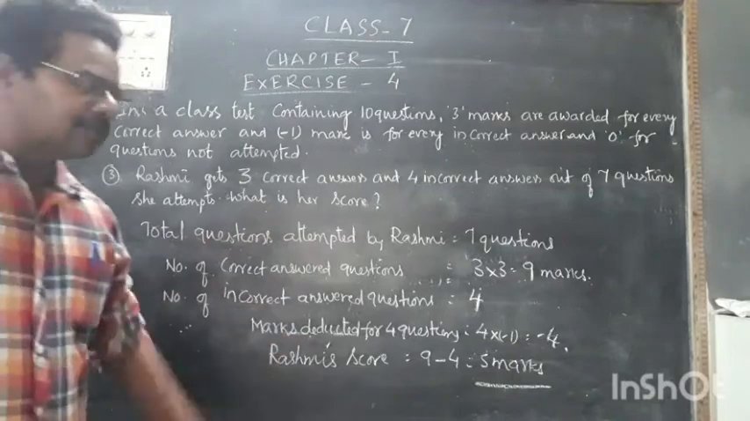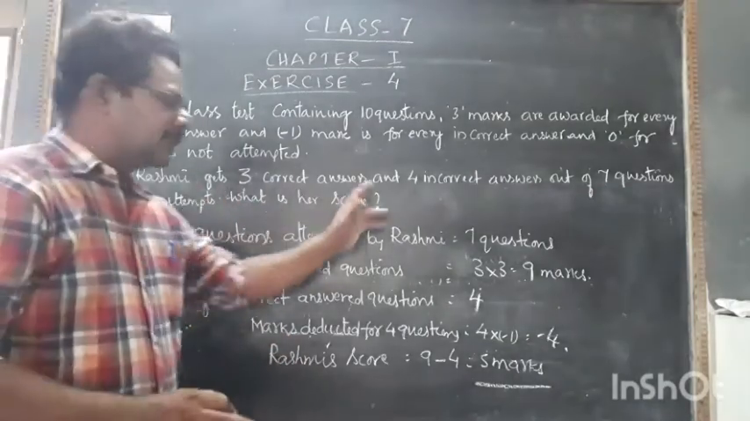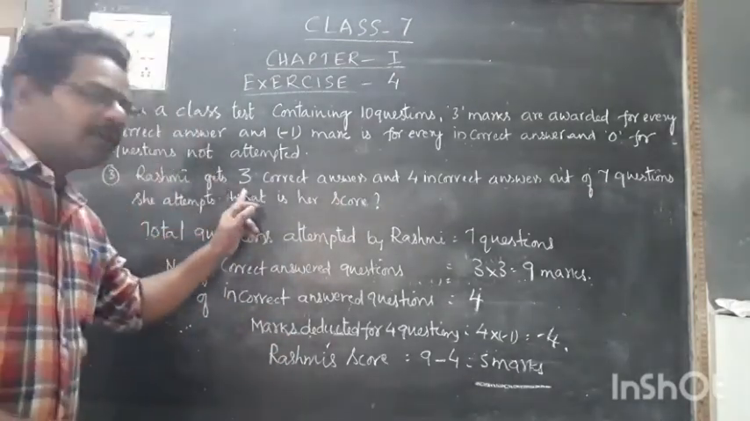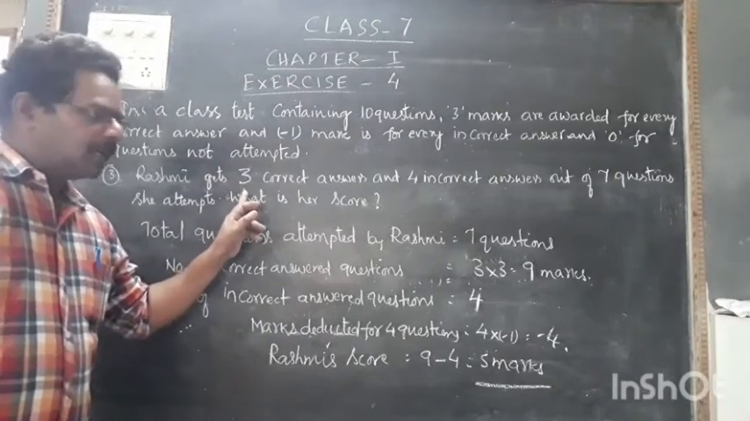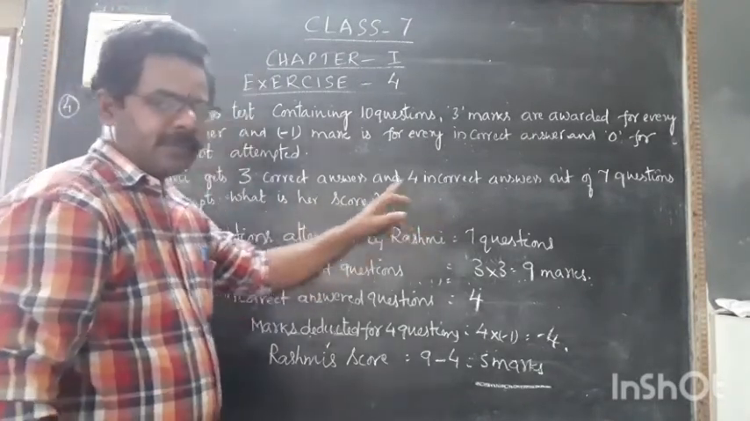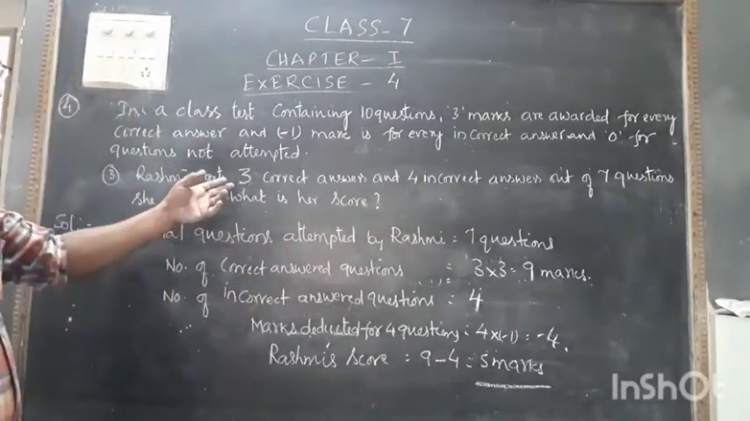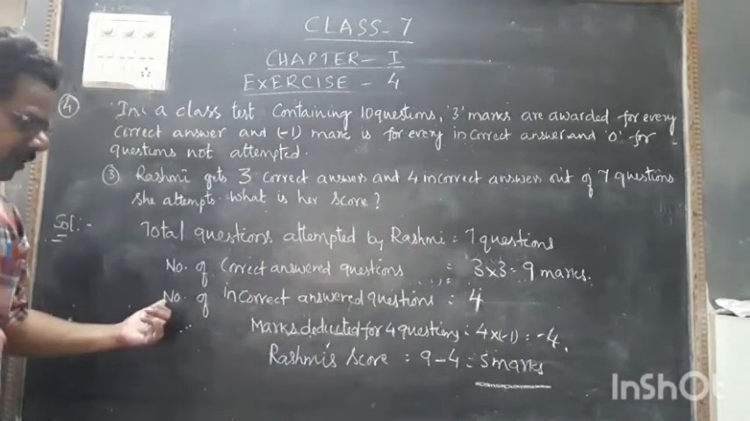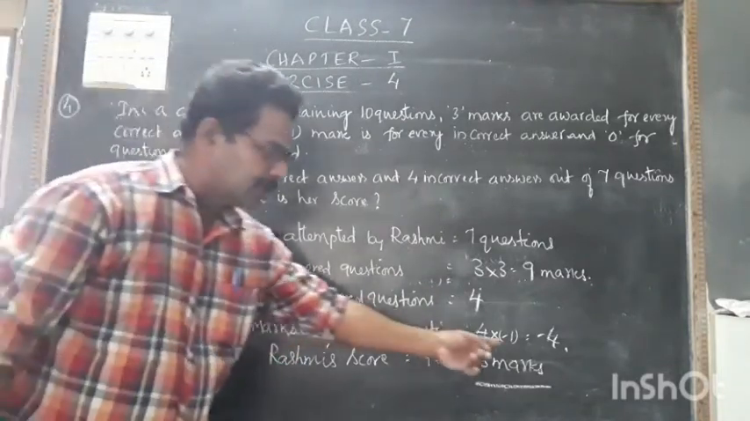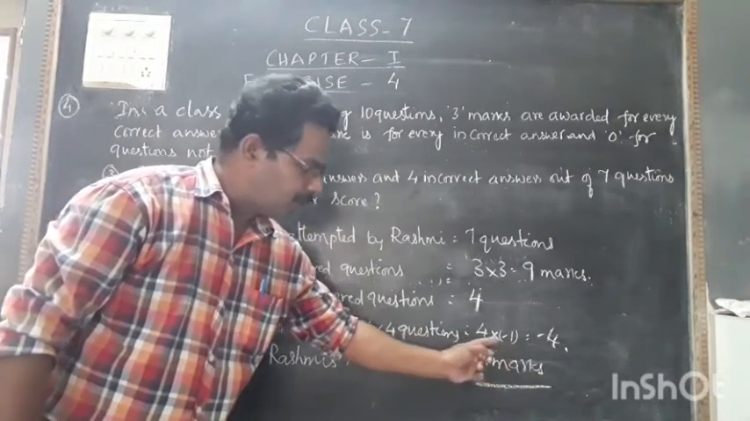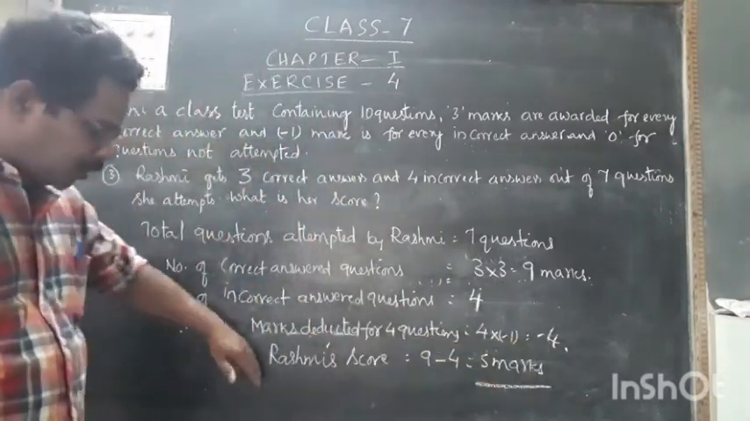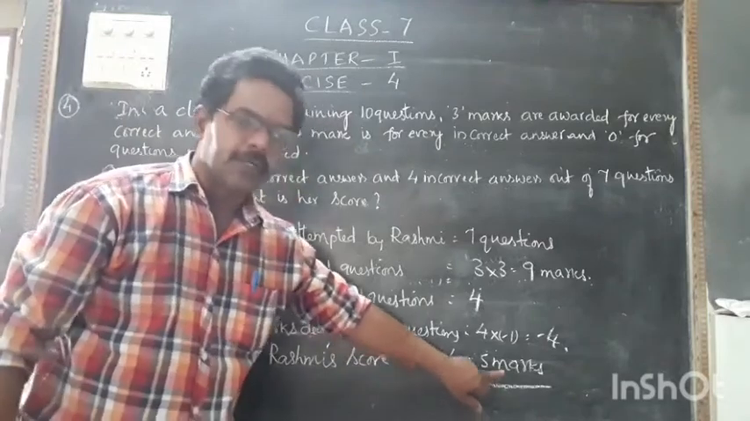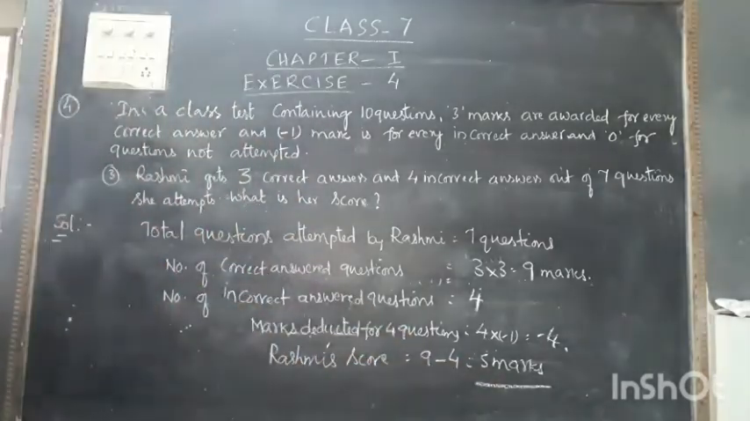Out of 10 questions, she attempted only 7 questions. In those 7 questions, 3 questions are correct and 4 questions are incorrect. So 3 questions she gave correct answers, 3 3s are 9 marks. And 4 questions she gave incorrect answers. Each incorrect answer we have to reduce minus 1. So 4 into minus 1 is equal to minus 4. So totally 9 marks minus 4 marks is equal to 5 marks. Please note down. First try to understand and then note down. Okay.